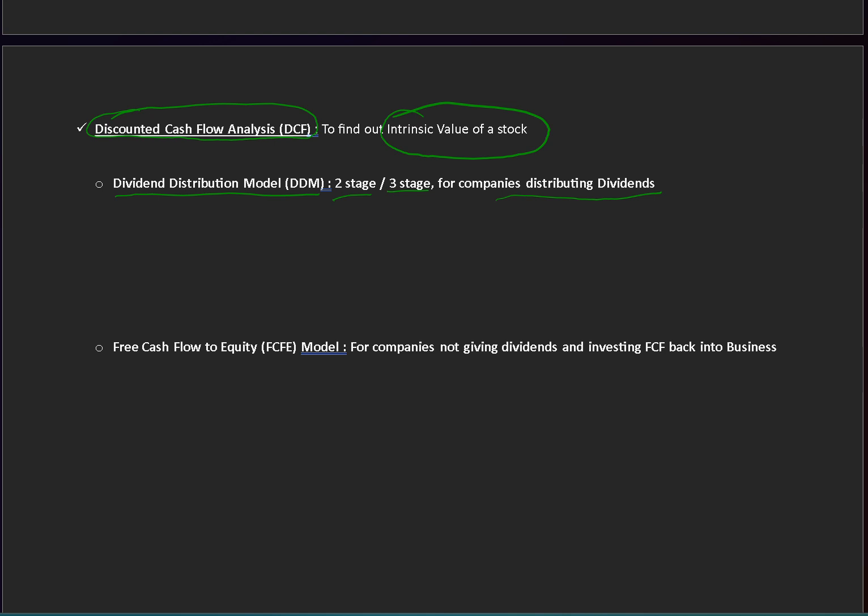So in two stage, there is a company that grows and then stabilizes. So this is stage one. This is stage two. Now there is one company which grows in stage one. After some time, it reduces the pace of growth maybe, and then it stabilizes.